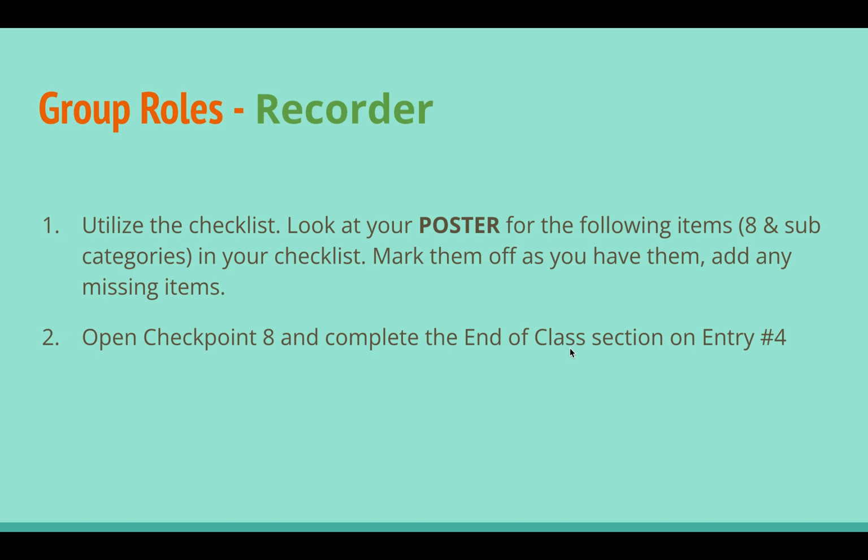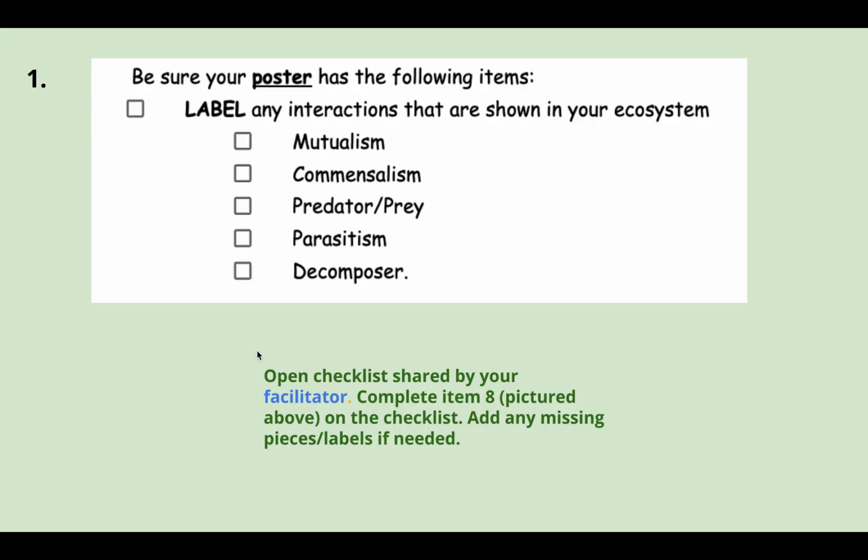Recorders, last but not least, you are utilizing the checklist. You're going to actually check in on the poster. I am still missing posters from some of your groups, and this is part of your modeling grade when you present next class. So you're going to check in your poster, make sure you have number 8 and then those subcategories in your checklist, mark them off and add any if needed. And then you're also in charge of doing checkpoint 8, completing the end of class section, entry number 4.